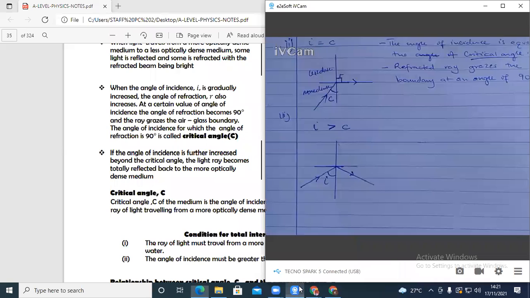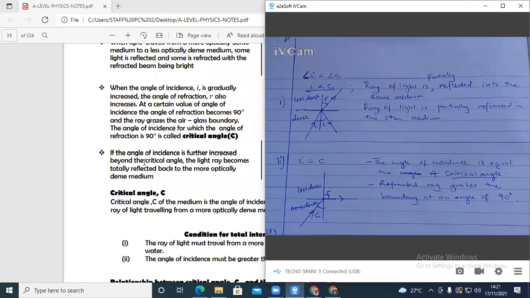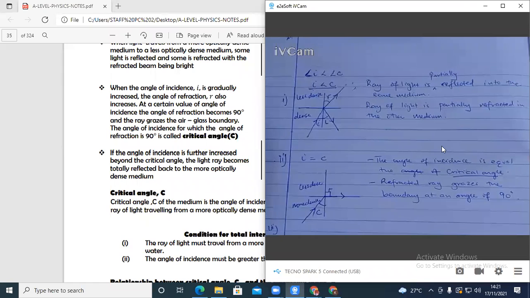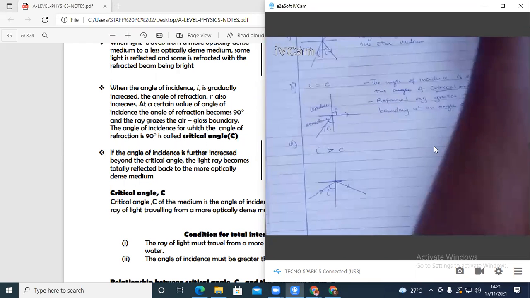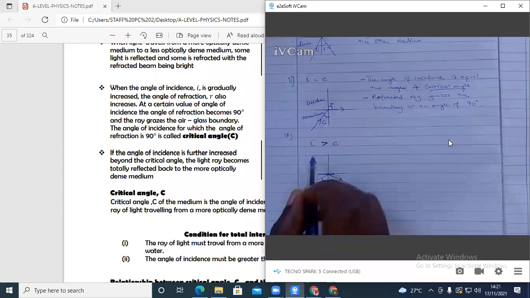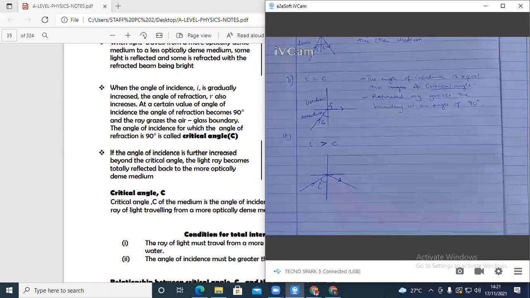So let us summarize that. They are saying that when the angle of incidence is further increased, this one shows that the angle of incidence is greater than the critical angle, which has been increased. So if the angle of incidence is increased beyond the critical angle, then the light ray becomes totally internally reflected back into the more optically dense medium.